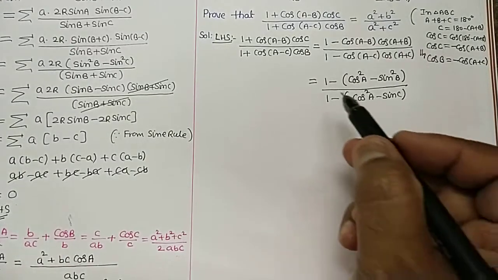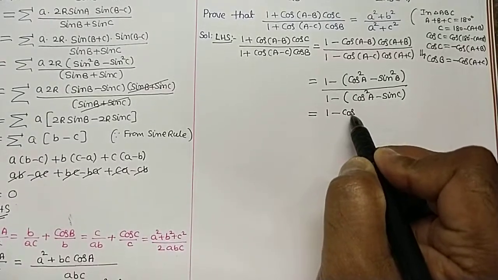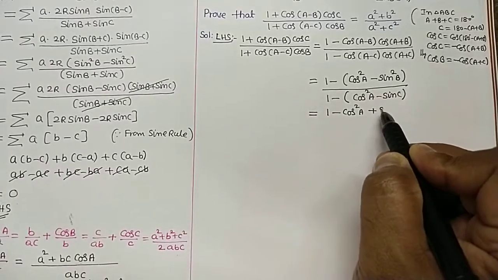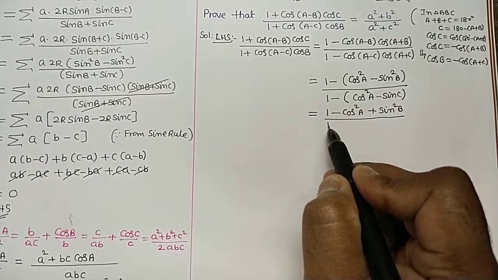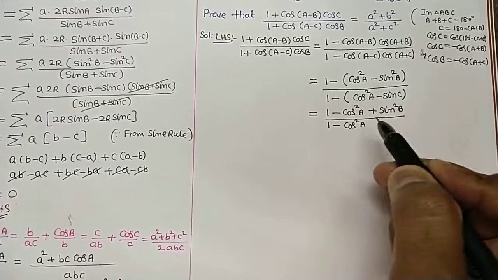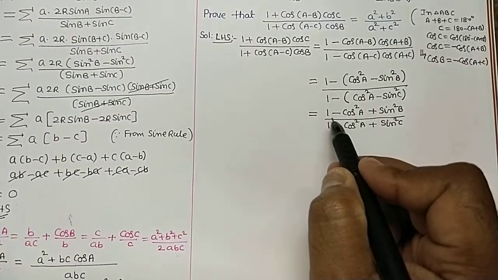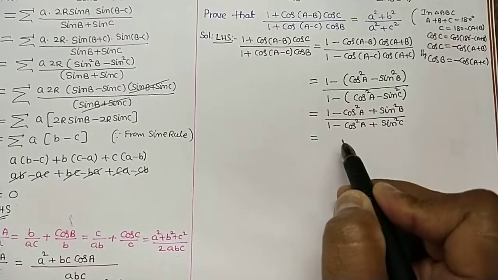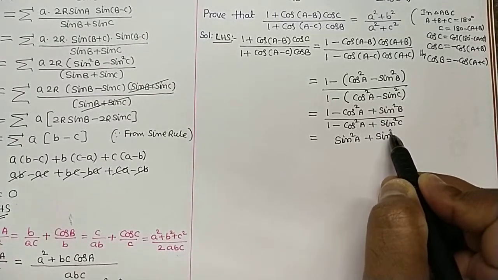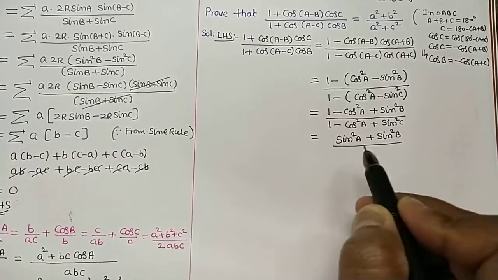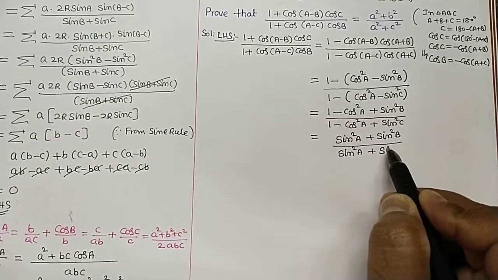After that, multiplying by minus that bracket values, we will get 1 minus cos square a, minus into minus is plus sin square b, whole divided by 1 minus cos square a plus sine square c. We know from identities 1 minus cos square a is sine square a, plus sine square b, divided by sine square a plus sine square c.